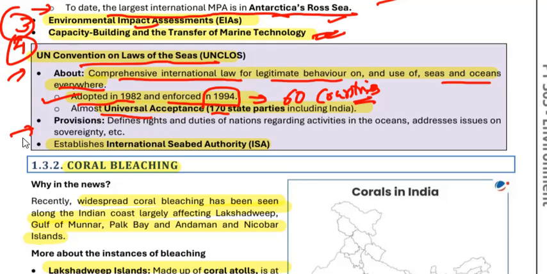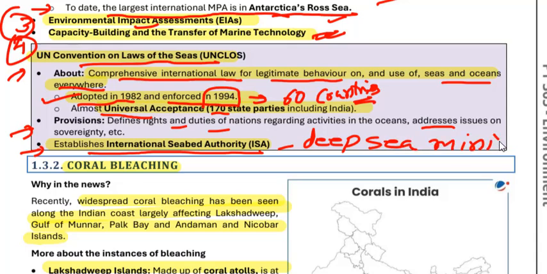The provisions also define the rights and duties of nations regarding activities in the oceans, and address issues on sovereignty and other different topics. It also establishes the International Seabed Authority. As you know, the International Seabed Authority is responsible for regulating activities related to deep sea mining, and ensuring the protection of the marine environment in the seabed beyond national jurisdiction.